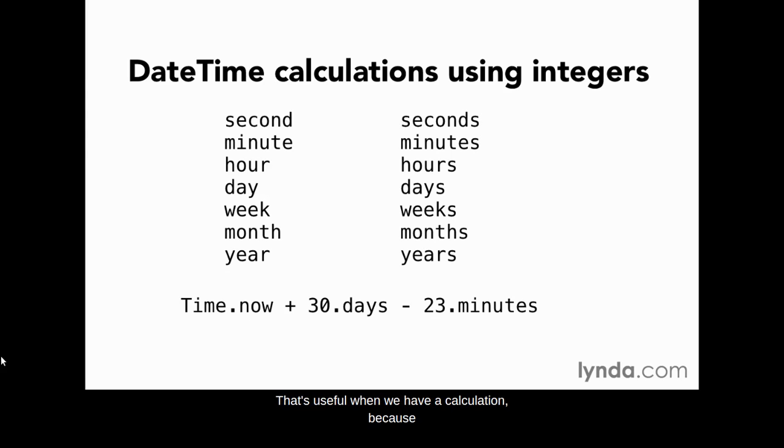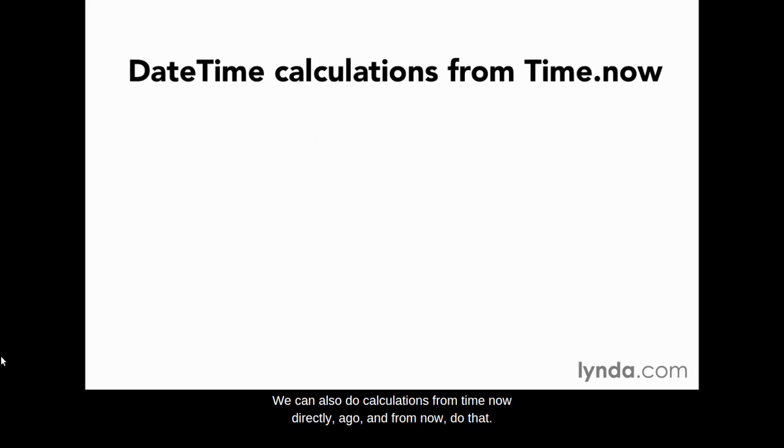That's useful when we have a calculation because we can do Time.now plus 30 days minus 23 minutes, and it will return a date time to us that's been changed by the appropriate number of seconds. It's much easier than actually working with those seconds themselves in the calculation to just have something that's very readable like this. We can also do calculations from Time.now directly.